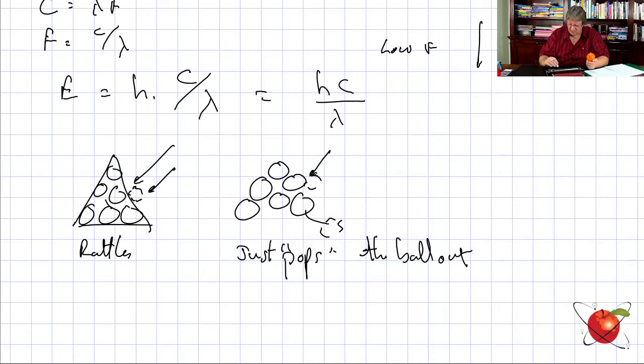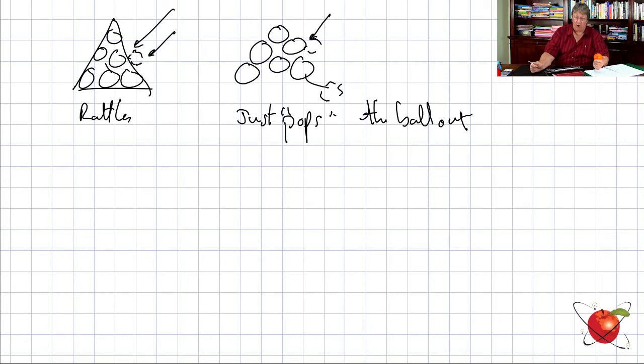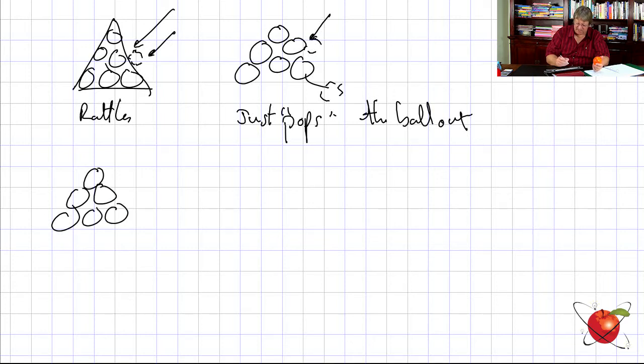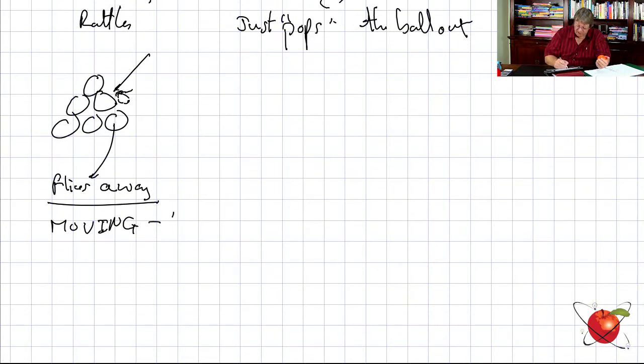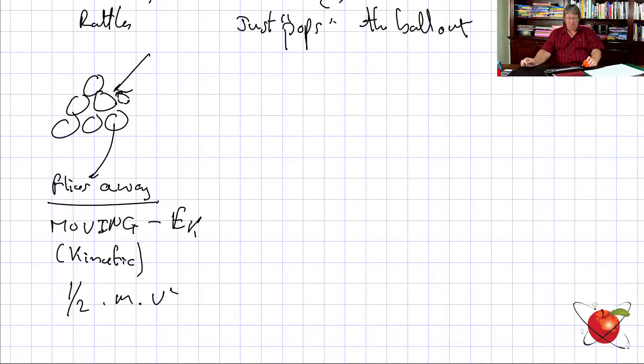What is the third option? Now I know purists are going to say, hang on, all the balls are going to fly. Let's just pretend only one comes out. I hit it so that it does this. There is my incident ball, incident wave, and this ball flies off or moves away. This ball is moving. What kind of energy has something got that's moving? Kinetic. So this has got EK, kinetic energy, and that is a half mv squared, where m is the mass of an electron.